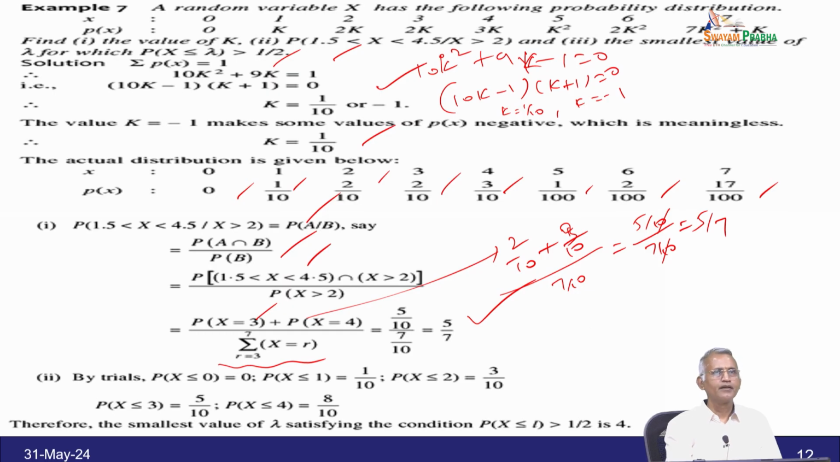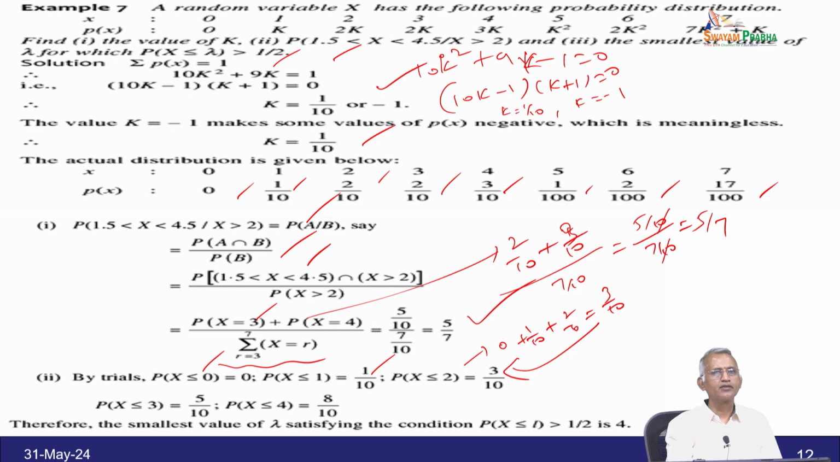The third question: the smallest value of lambda for which the probability of x is less than or equal to lambda. So, by trial, x less than or equal to 0 is 0, and x less than or equal to 1 is nothing but 0 plus 1 by 10, which is 1 by 10. X less than or equal to 2 means the probability of x equal to 0, x equal to 1, x equal to 2. So, we have 0 plus 1 by 10 plus 2 by 10, which is equal to 3 by 10. So, that is the value for this trial.